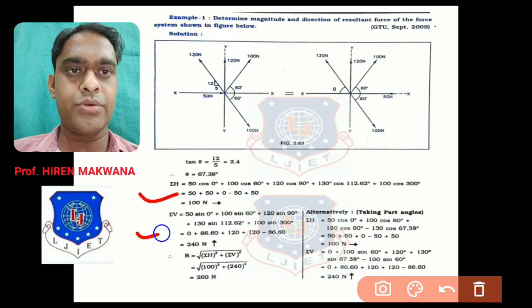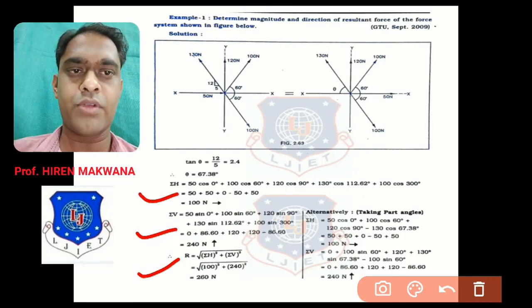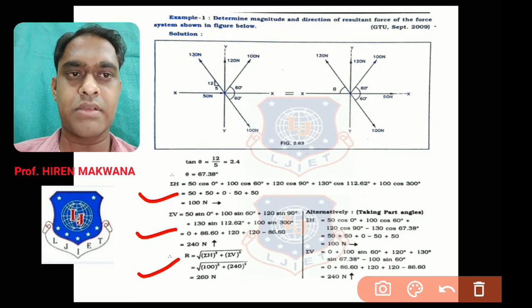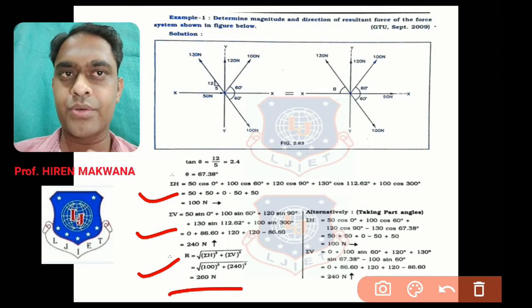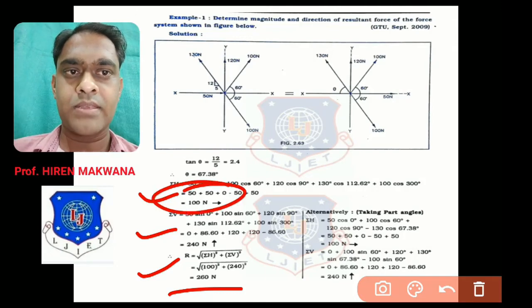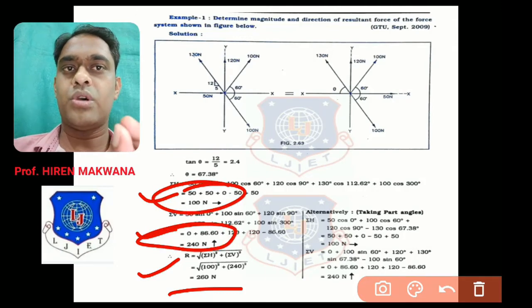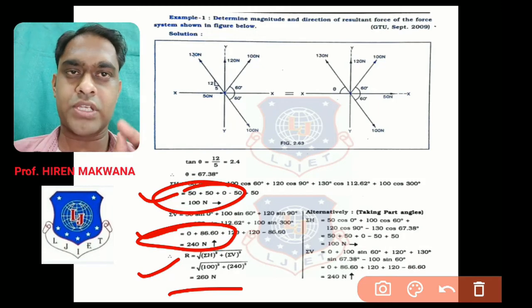Sigma h available to you, sigma v available to you. So what is the formula of R? Under root of sigma h square plus sigma v square. Calculate this. So answer will be 260 Newton. So R is equal to 260 Newton. Where is the position of R? Sigma h is positive, sigma v is positive. So resultant R will be in the first quadrant only, as we have discussed.